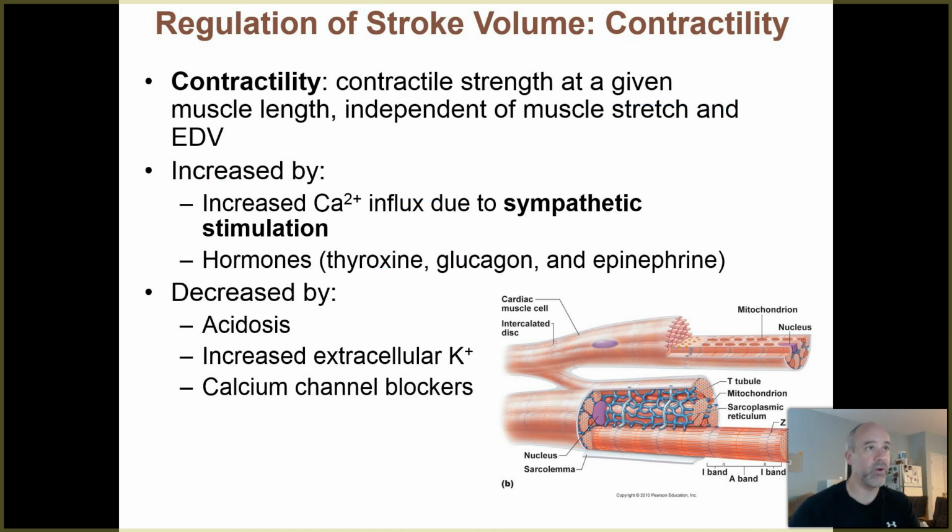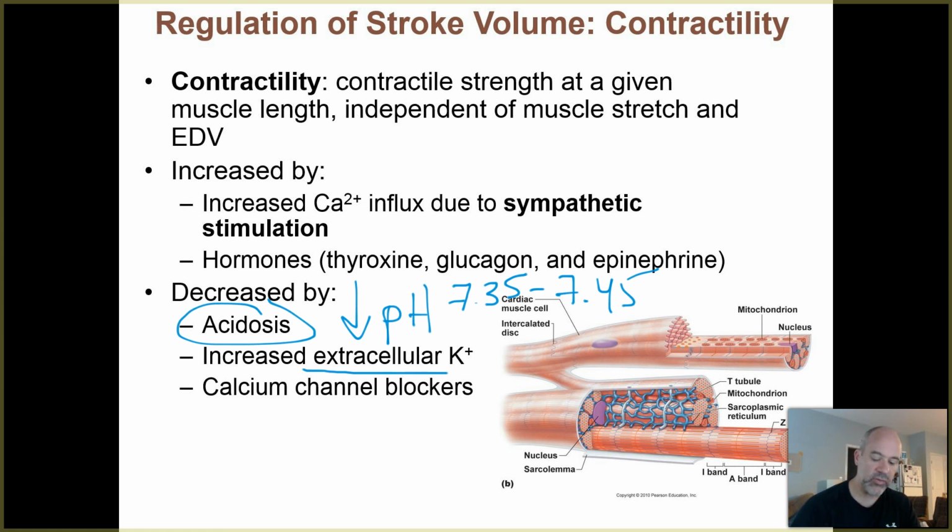What are some things that decrease contractility? Acidosis. What's acidosis? That's where your pH is below the normal homeostatic range. Hopefully you remember that's 7.35 to 7.45. So below that, you're in a state of acidosis, and that will interfere with the contractility of your cardiac muscle fibers. Too much extracellular potassium ions.